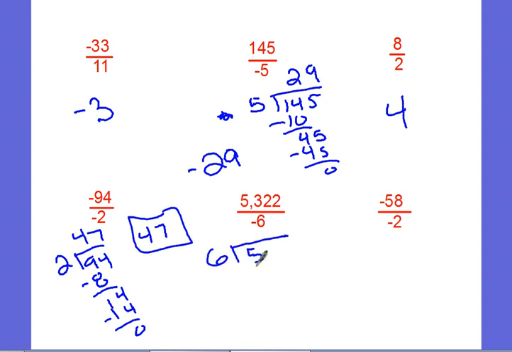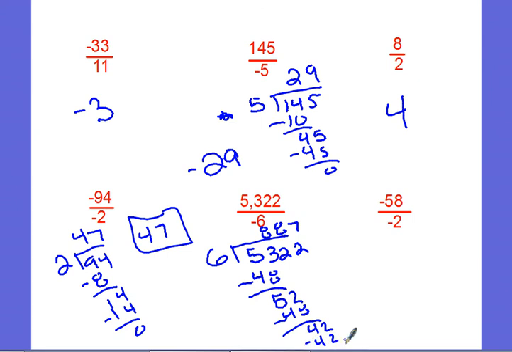6 into 5,322. 6 goes into 53 8 times. So that's 48. So that's 5. So 52 now. So that's going to be an 8 again. 48. So that's a 42. And that's going to be 7 times. Alright, so now we've got 887. I had one negative, so that's an odd number, so that makes my answer negative.